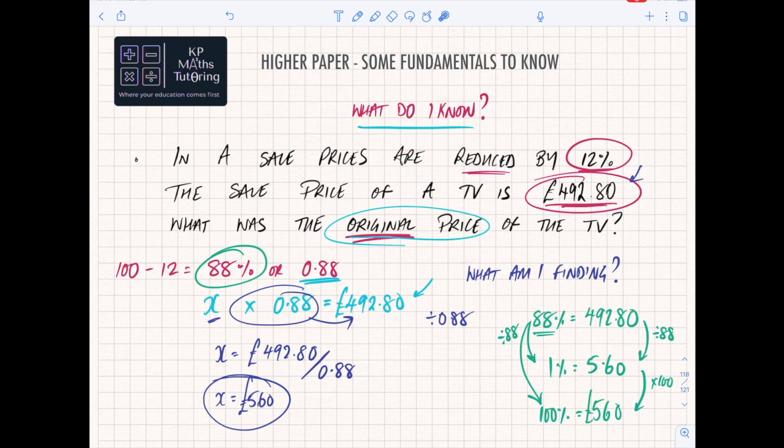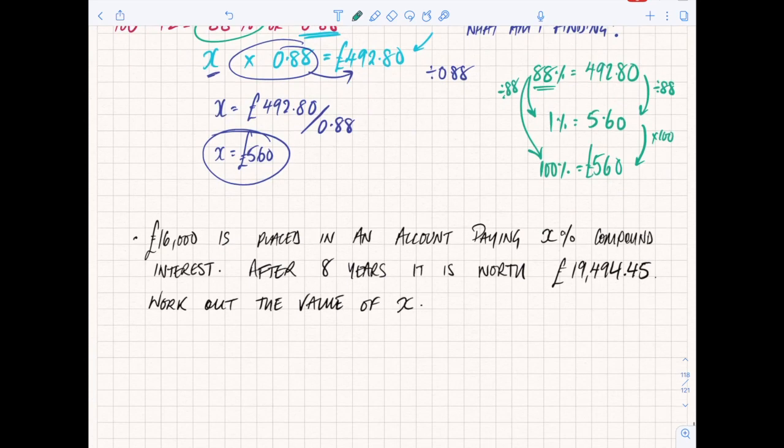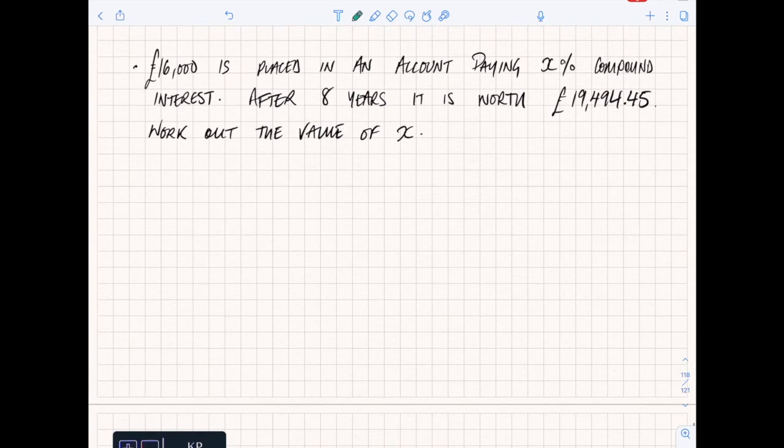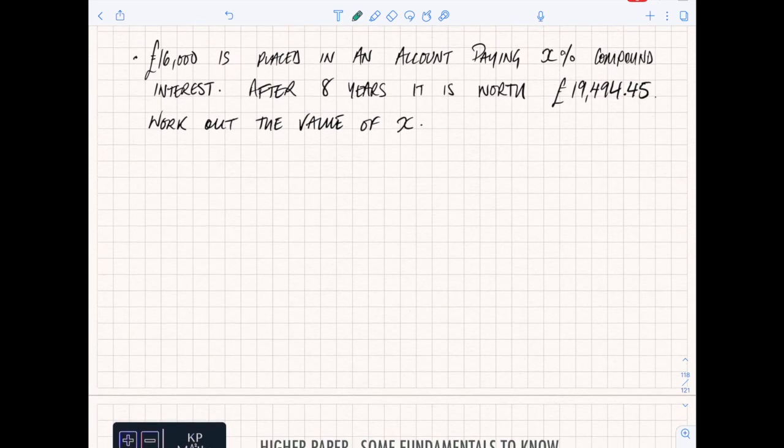Okay, so let's look at another example now. So the next one here is, again, a reverse working backwards concept, an idea of we've been given an answer, we need to work backwards. So let's just read it.